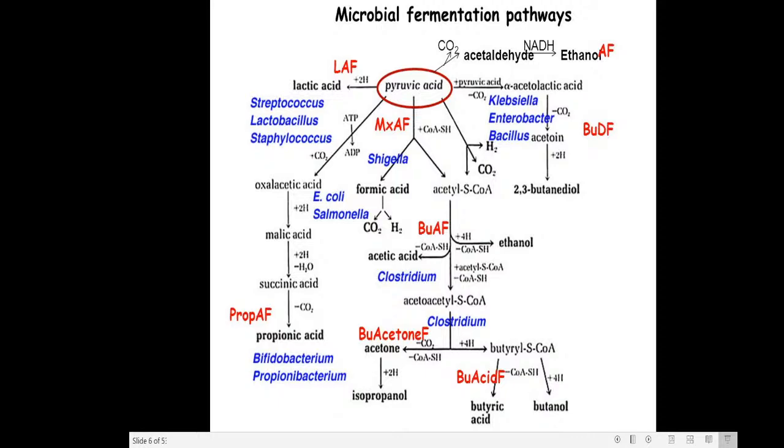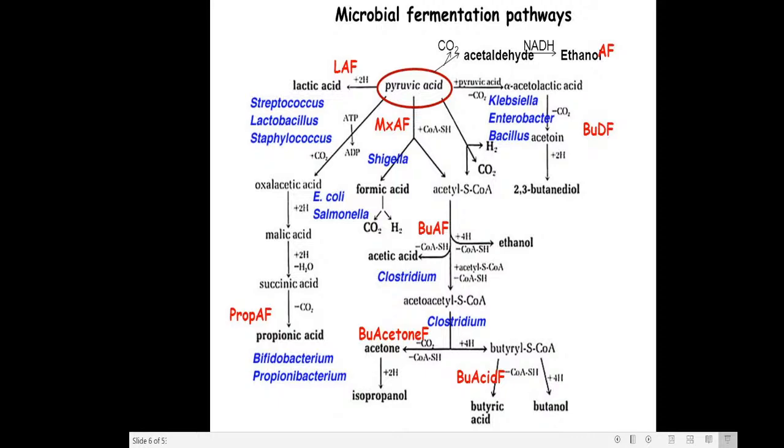And this fermentation pathway is very important from the CSIR exam point of view, because they ask 2-mark questions, right? In Part B, there are direct 2-mark questions. Part B carries 35 marks, and we need to attend questions worth 52 marks, out of which 35 marks are counted.